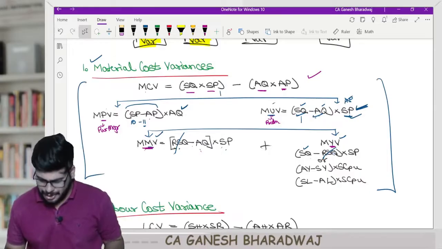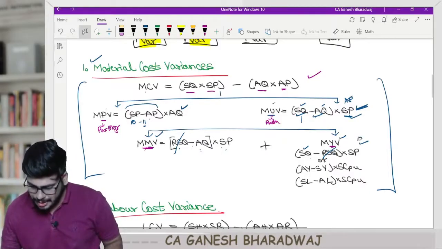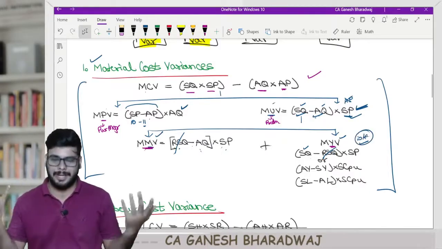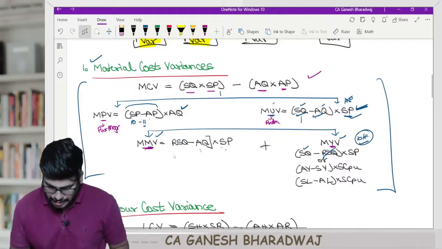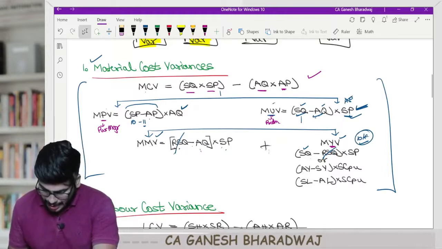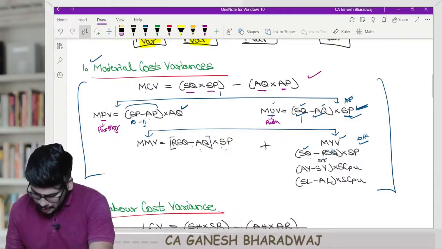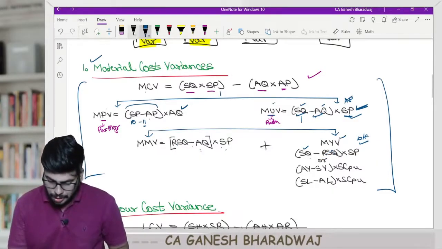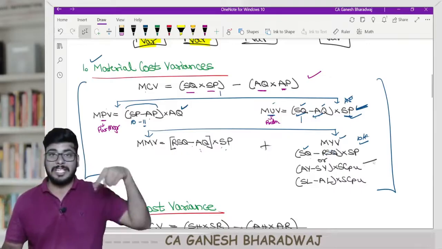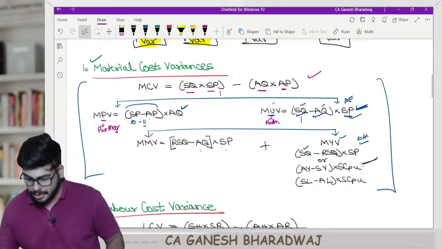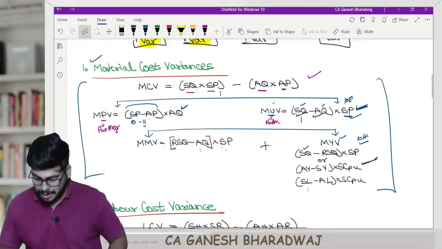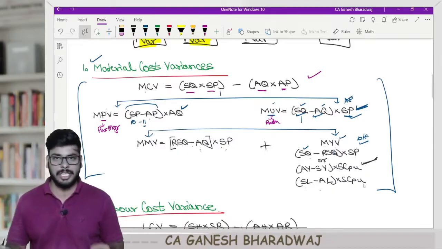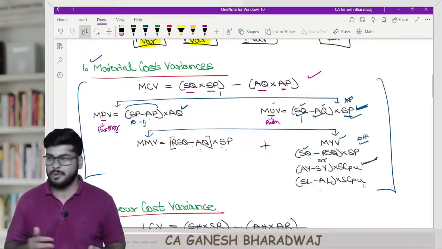Or in other words, you need not remember this. You can take this down as a balancing figure. Are you clear with this, guys? Right? So that's about this particular area. And of course, I told you this yield variance also has two other formulas. One is the actual yield minus standard yield into standard cost per unit. The other one is standard loss minus actual loss into standard cost per unit. Are you clear with this, guys?